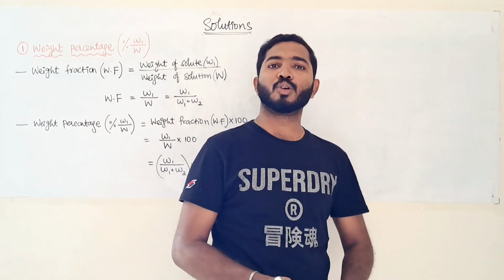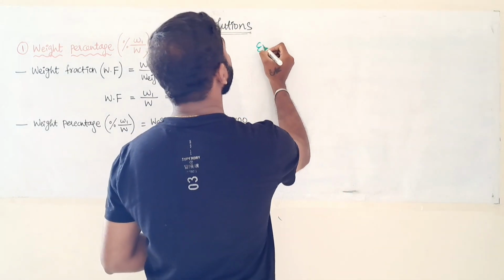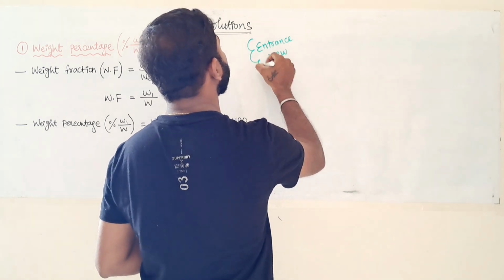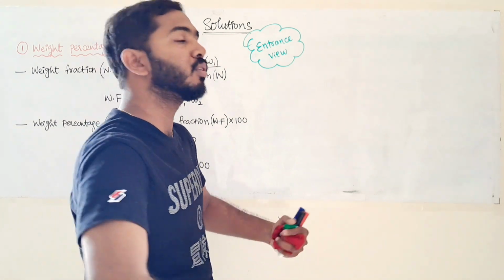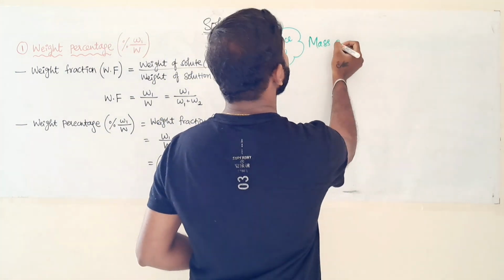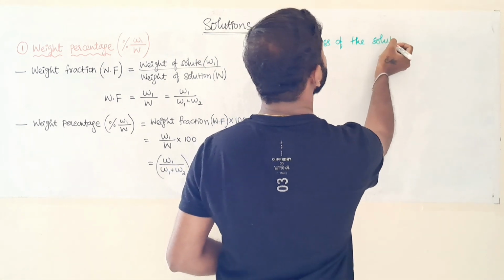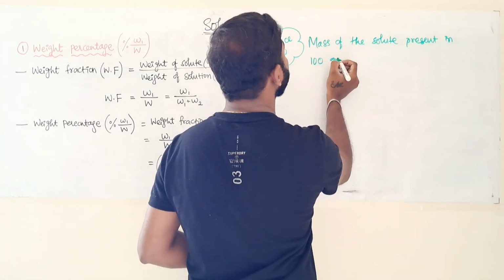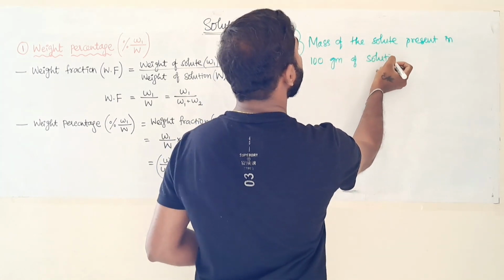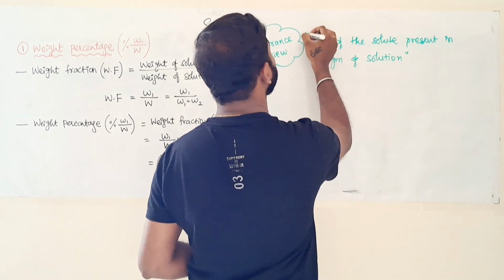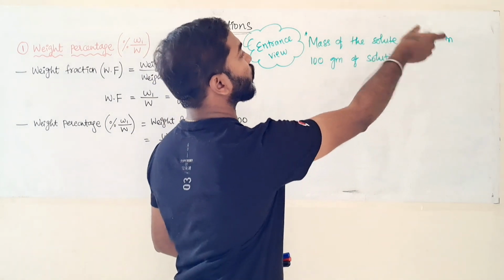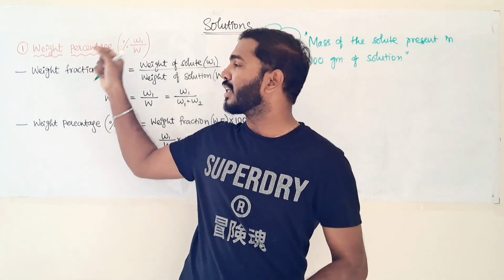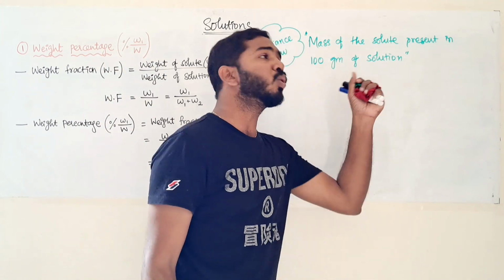Now, when it comes to competitive exams, let us learn how to derive the same things for our convenience. Actually, we define this as the mass of the solute present in 100 grams of solution. Yes, the same weight percentage can also be defined this way. What does it mean, sir? The mass of solute present in 100 grams of solution can also be termed as weight percentage. So, how to understand this?